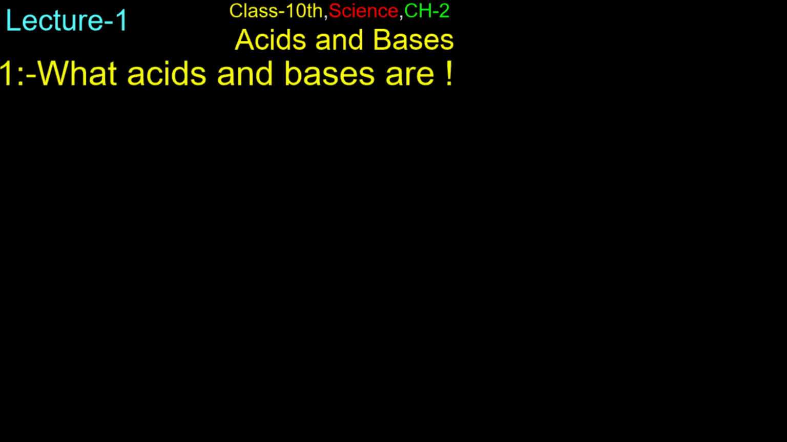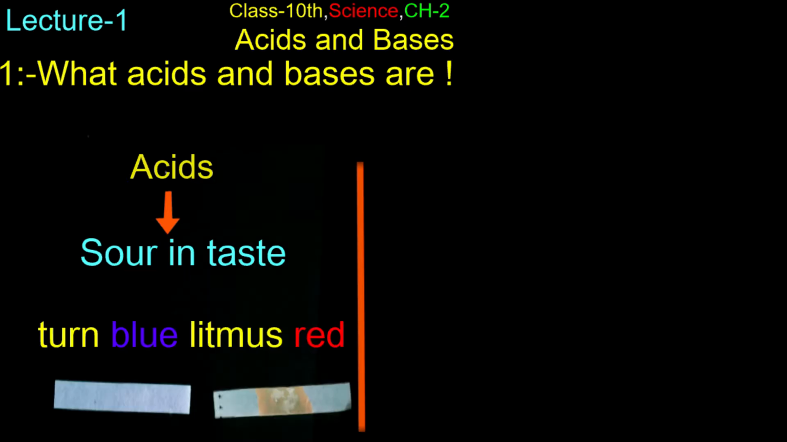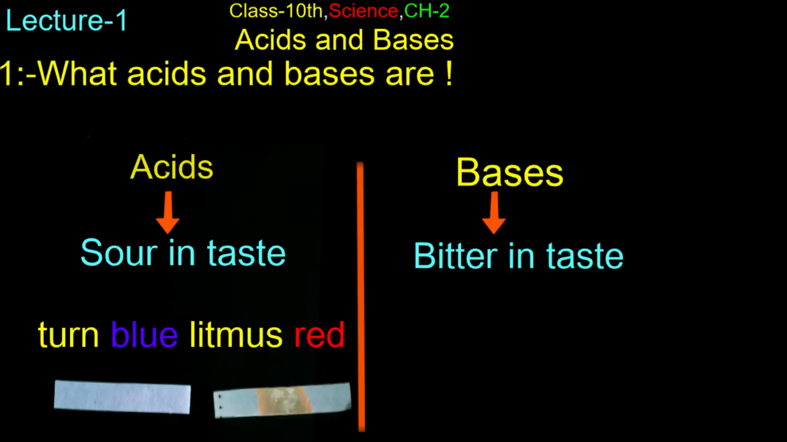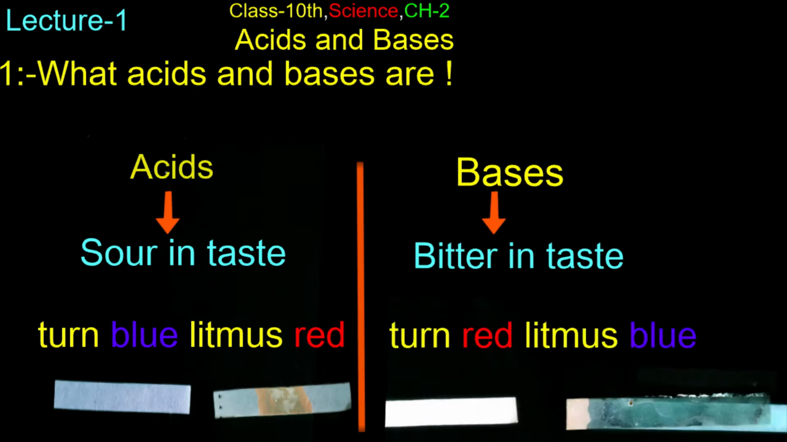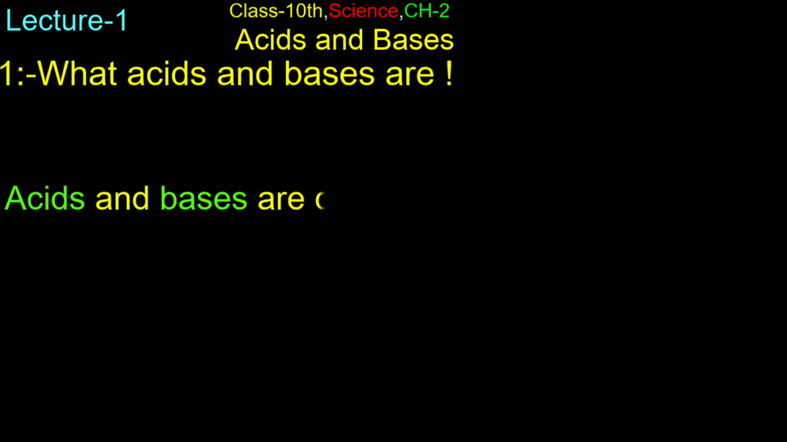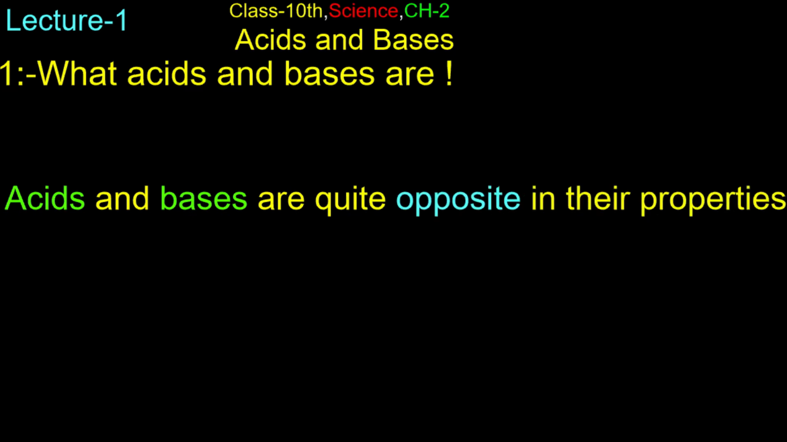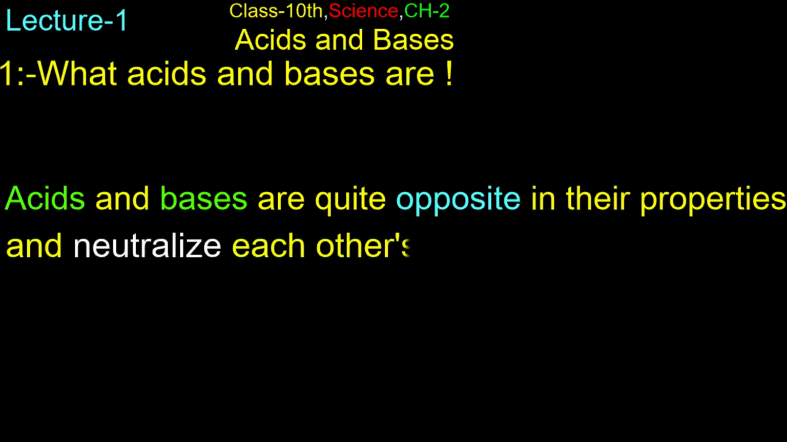In your previous classes, you read that acids are sour in taste and turn blue litmus red, while bases are bitter in taste and turn red litmus blue. Acids and bases are quite opposite in their properties and neutralize each other's effect.